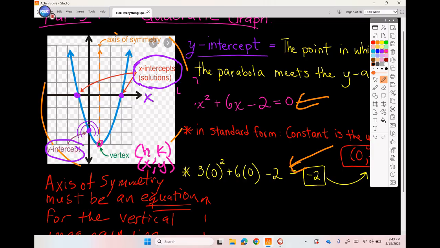So in this case, what is that value? Just to make sure we know what we're talking about here. 1 comma negative 4 is where that lands.